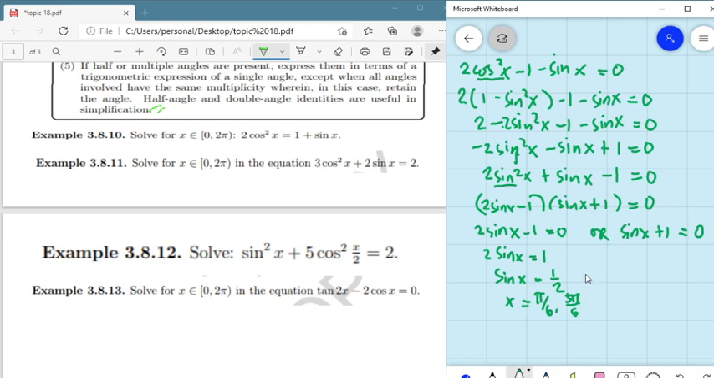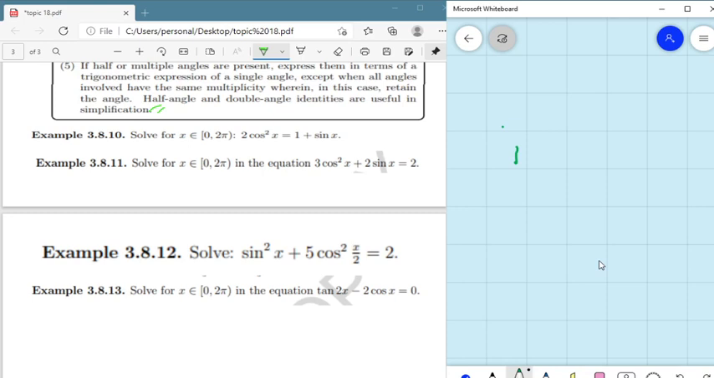Okay? And the other one, we have sine x equals negative 1. Because the value of x where the sine of x is negative 1 is at the bottom, therefore it's 3 pi over 2. So that's why we can conclude that the solution is pi over 6, or 5 pi over 6, or 3 pi over 2. Okay.